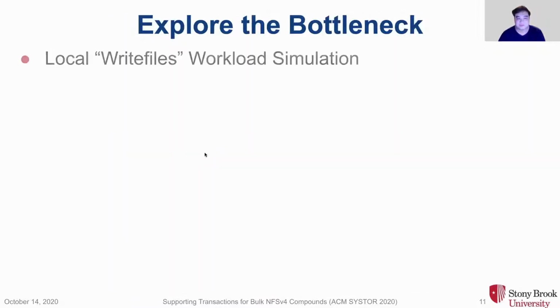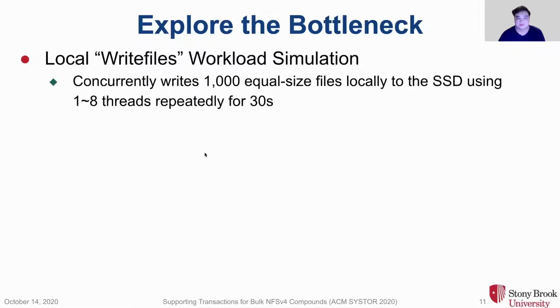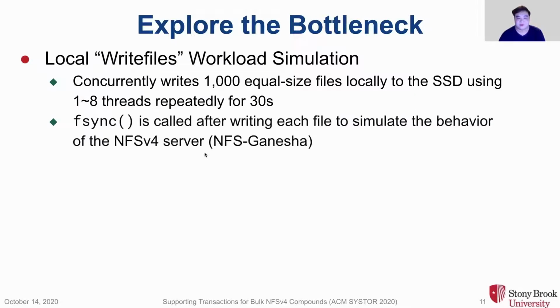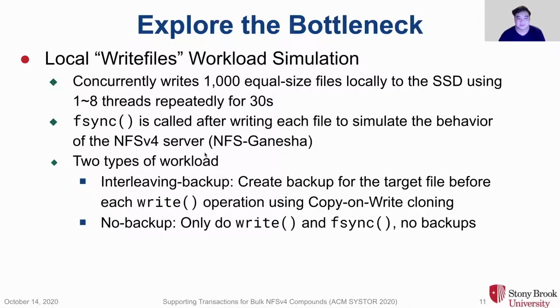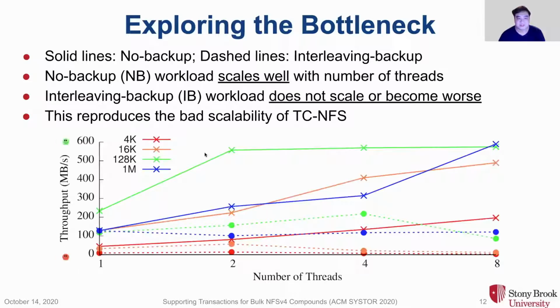To find out the reason, we simulated the write files workload locally by writing 1,000 equal-sized files to the SSD in parallel using 1 to 8 threads, and then we measured the throughput. There were two types of workloads. One was interleaving backup, which emulated Tcnfs by creating backups using copy and write feature in XFS before each write. The other was no backup, which emulated vanilla NFSv4 and didn't create backups. The results are shown in this figure.